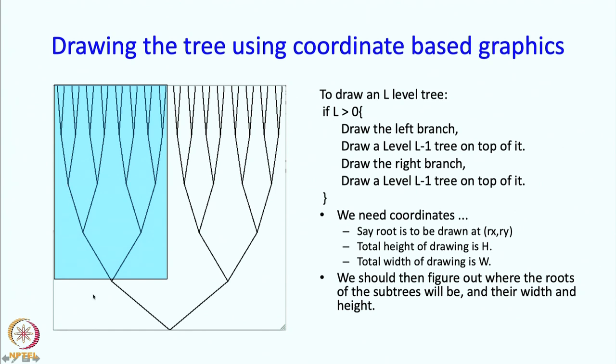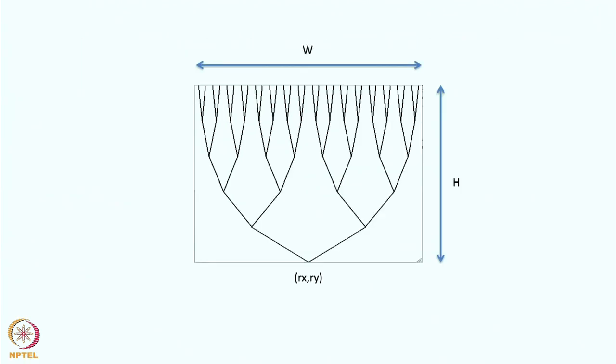Now, the recursive call must figure out where the smaller trees should be placed. So when the recursive call is made, it should be made with the proper height and width and also the proper root positions. So we need some calculation of these coordinates, and we are going to see this next.